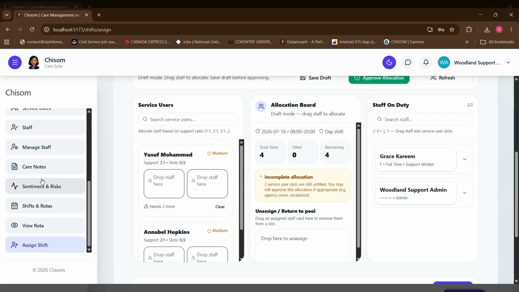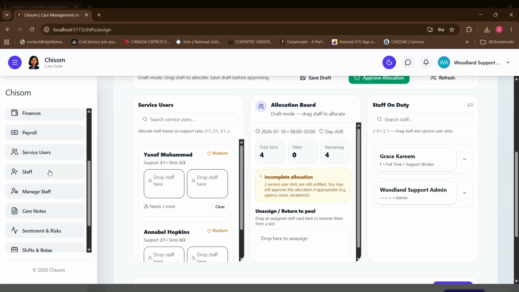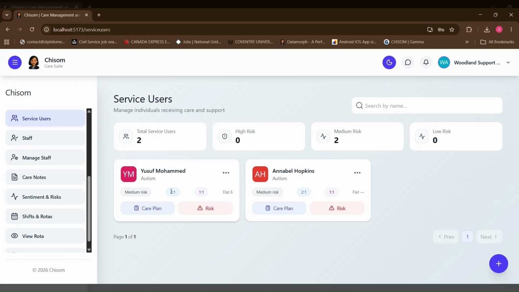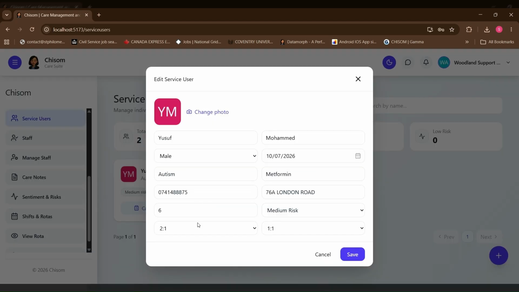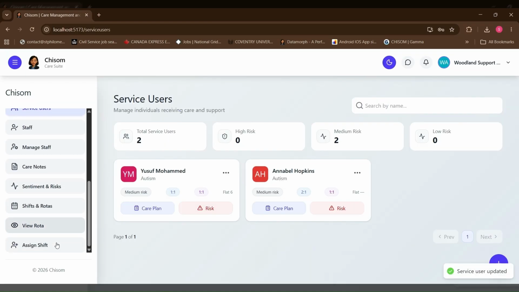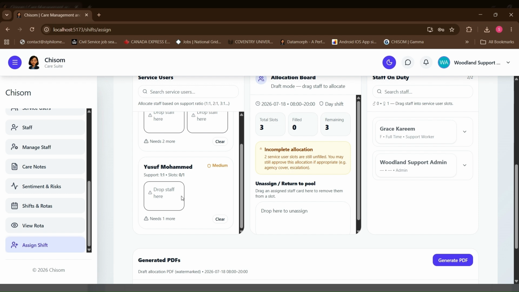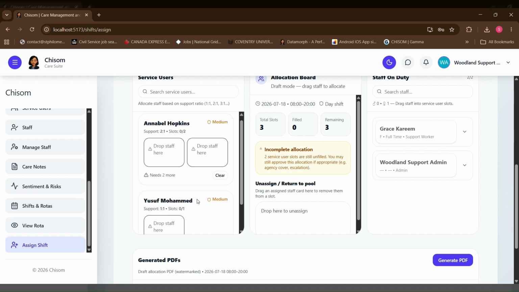So let me change something. Where is this information coming from? It's coming from the service user field. So if I come to service users, say 2 to 1 by day, 1 to 1 by night. So let's say I change Yusuf Mohammed. Let me edit from 2 to 1. Let me make it 1 to 1 and I save it. So if I come over here again, see that it has changed. Yusuf Mohammed is now 1 box. Before it was 2 boxes. So this system is actually intelligent. It knows the amount of staff that each service user requires.